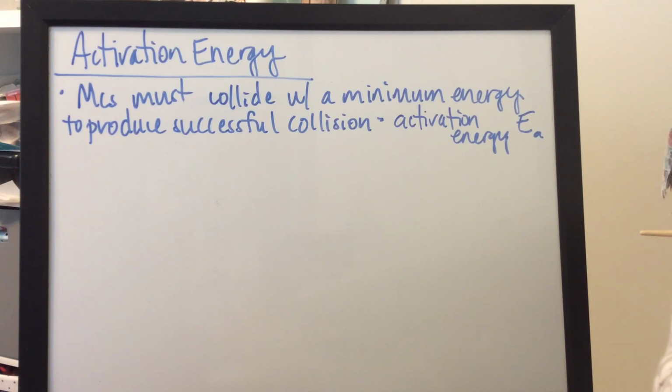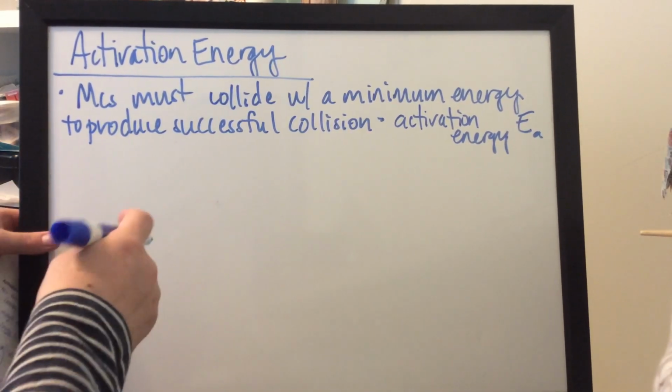So sometimes we have a situation where we have two molecules and they collide, and their orientation might be correct. Their puzzle piece might be fitting together, so to speak. But if they don't have this minimum amount of energy, they kind of just bounce off of each other, and they don't overcome that barrier to form a product. So how can I summarize that?